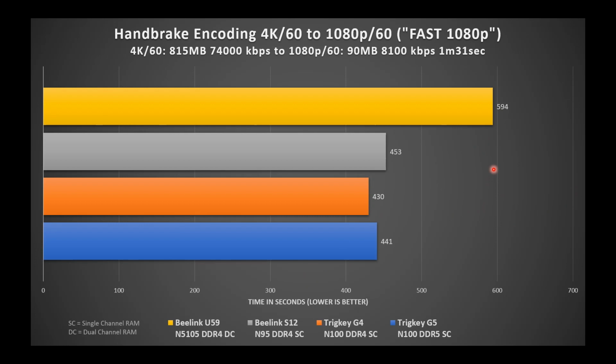Now onto Handbrake encoding. Basically took a 4K 60, 800 megabyte file and converted that to a 1080p 60 file. It's about a minute and a half long 4K video, and you can see here in this case, this is the time in seconds that it took to encode that file. 594 seconds, which is about almost 10 minutes here versus like 7 to 8 minutes for the newer chips.